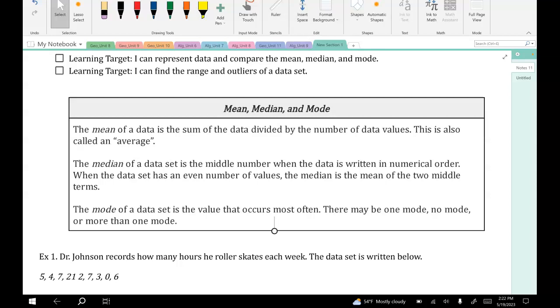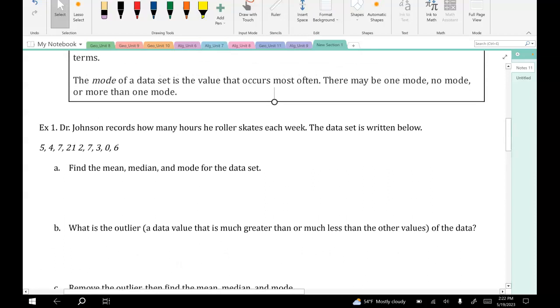The median of a data set is the middle number when the data is written in numerical order. So it's written from lowest to highest. Your middle number would be your median. When you have an even number of data points, you're not going to have a true middle, so you find the averaged middle, your averaged median. Your last piece, your mode, that's just the data value that occurs most often.